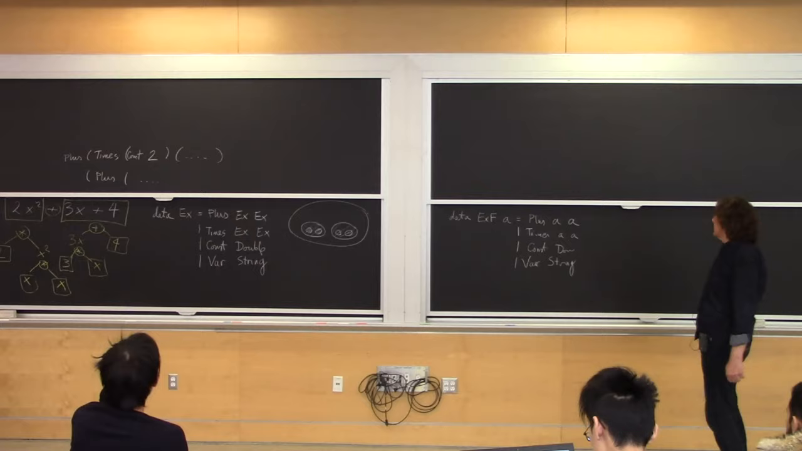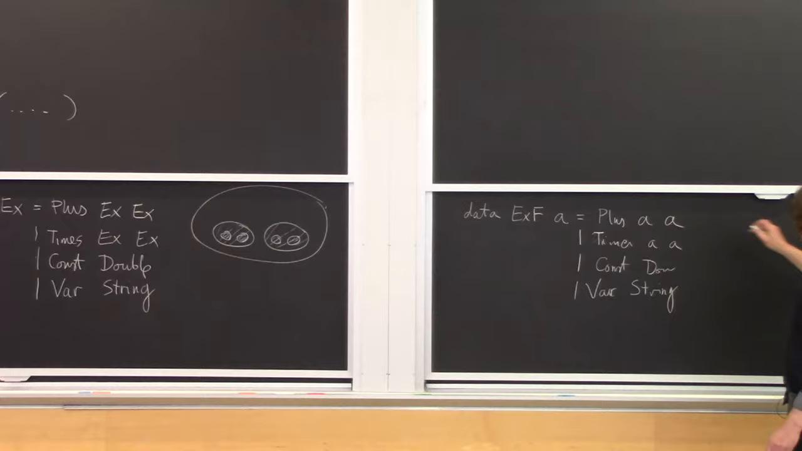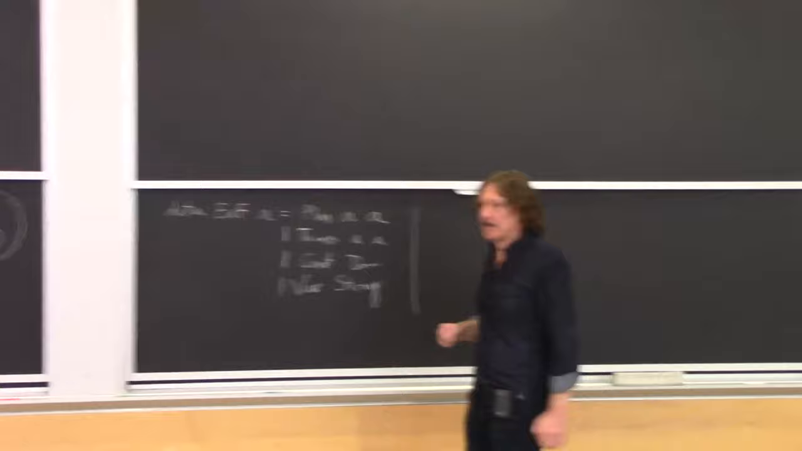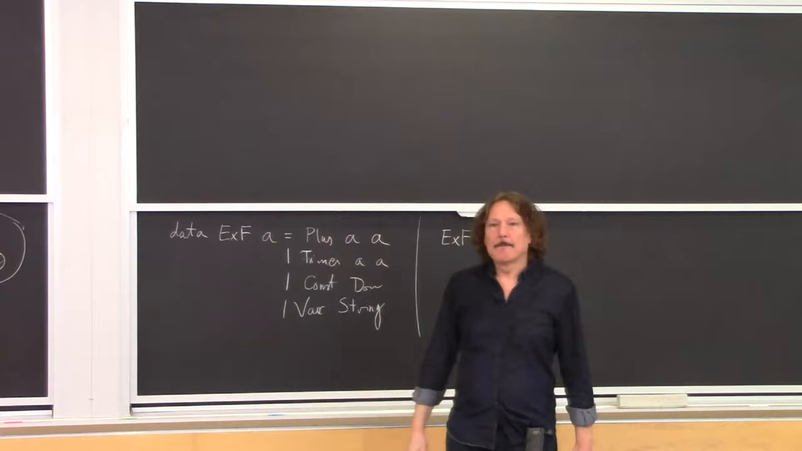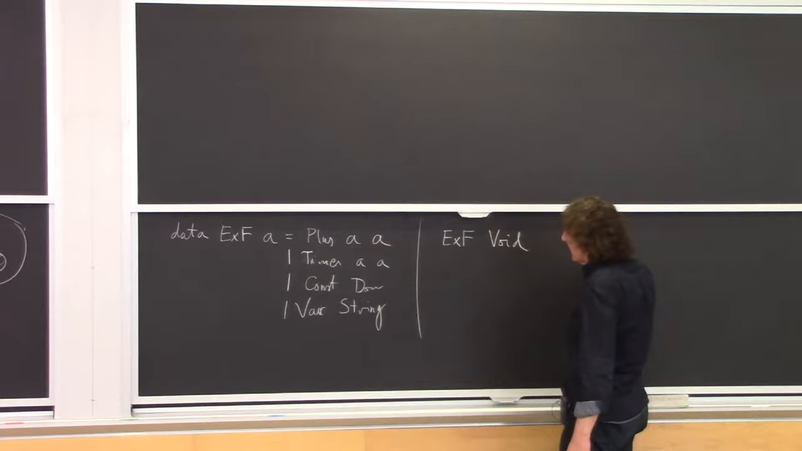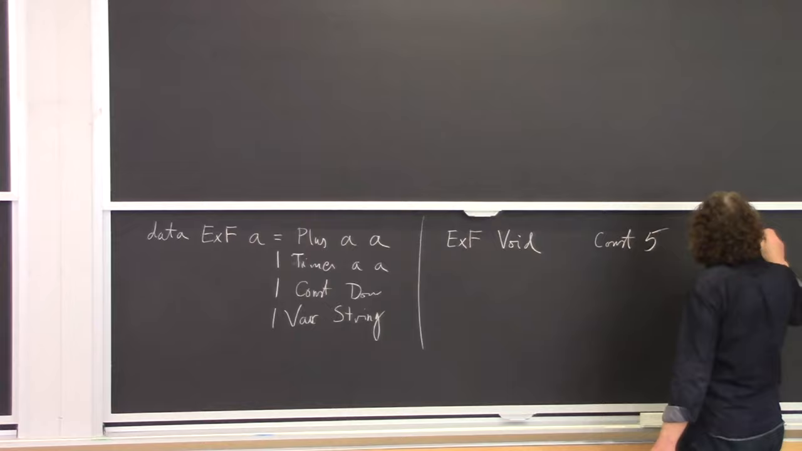What I can do with this is I have to pick a type for A. And the simplest type that I can use it with would be the crazy thing, void. So what is ExF of void? How can I form terms of this type? I can definitely do a const, right? So a const 5 is a good term of type ExF void. And also var of x is a good term.